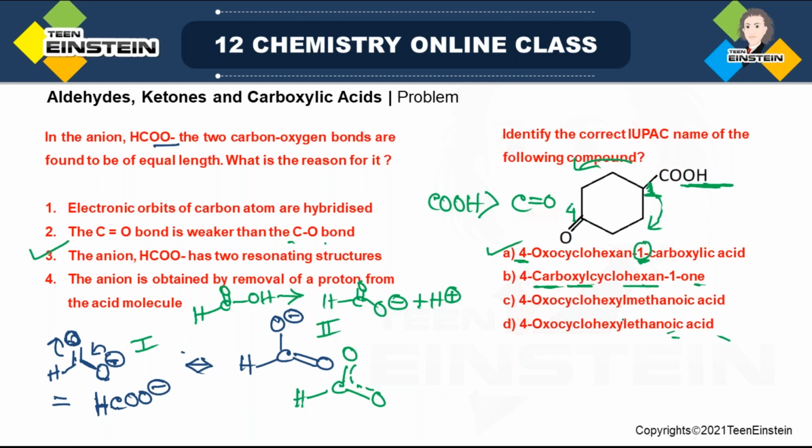Then option C, 4-oxocyclohexyl methanoic acid. Now methanoic acid is treating this group as if it is containing 1 carbon. So this is not correct. This is also not correct. So option A is the correct option.